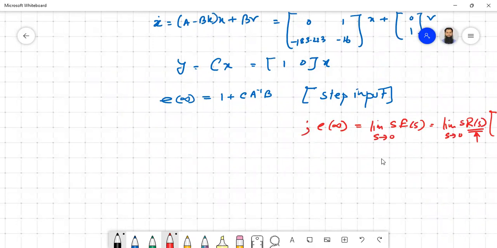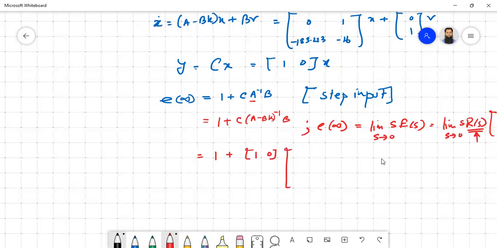Now, what will be our modification? Our system matrix is not A here. So 1 plus C, you will have (A minus BK) inverse B. Now, if you just plug in the values, 1 plus C matrix, ours is 1, 0.